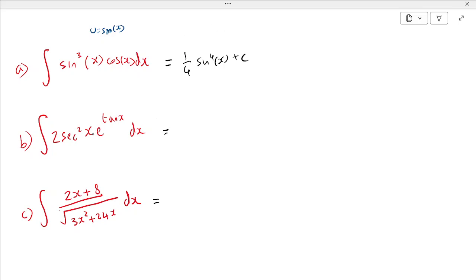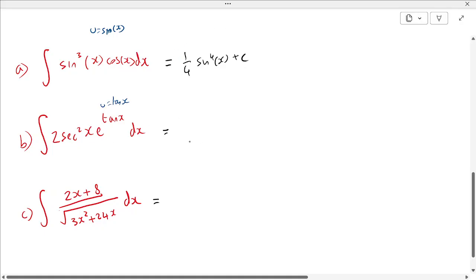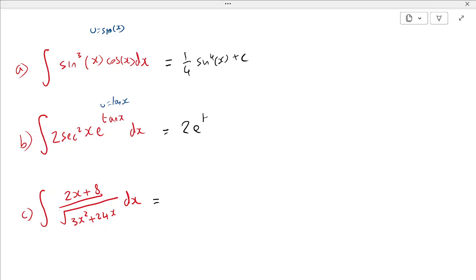Okay, B, now you want a function and its derivative. The function is tan, because the derivative of tan is sec squared, and that's right here. And that's also multiplied, so it's going to work nice and easy. So you should get 2 e to the tan x plus c. Okay, that will work. Try this last one. The function and its derivative.